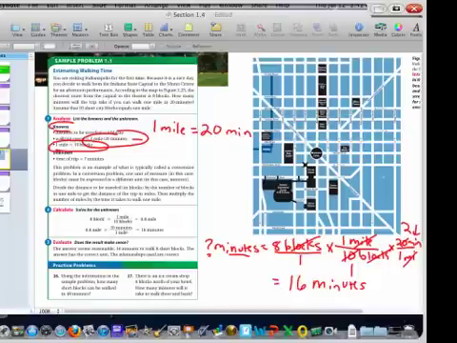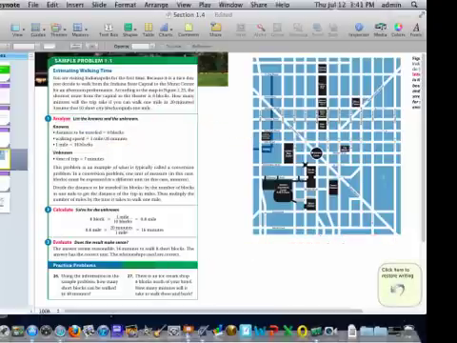Now, does that make sense? Would it make sense if I can walk a mile in 20 minutes? This is less than a mile. Could I get there in 16? Yeah. And that's the idea of evaluating it. Think about it in terms of, does it make sense and could I do it?